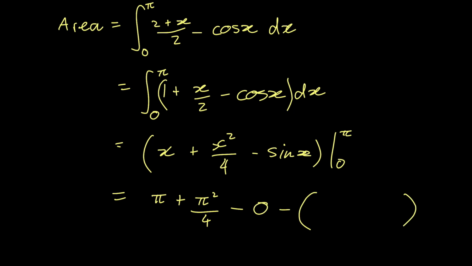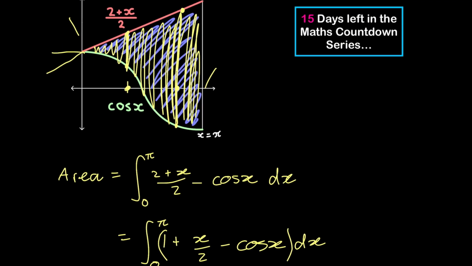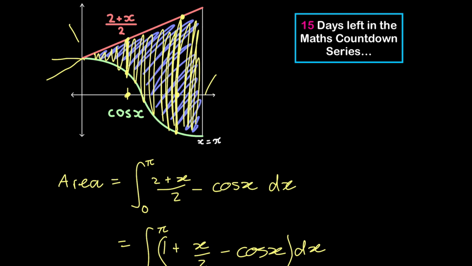And then we're going to subtract this function at 0. So we're substituting in 0 now. x at 0 is just 0, and x squared over 4 at 0 is still 0, and sine of 0 is 0. So that simply leaves us with pi plus pi squared over 4 units squared as our area for this purple and yellow region shaded in the diagram.